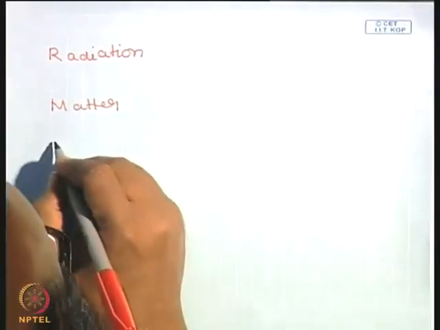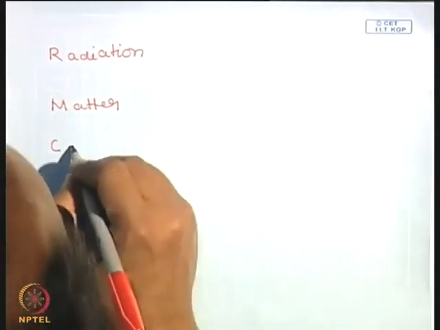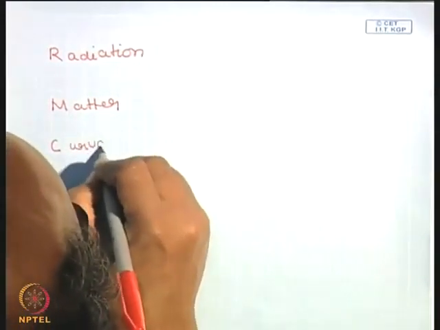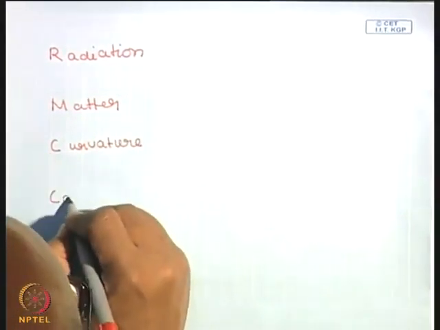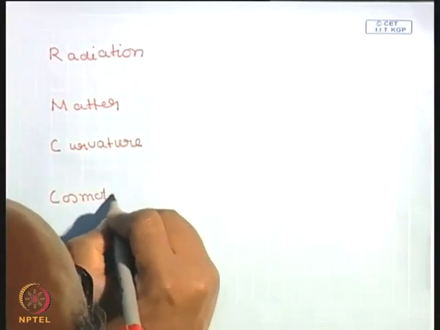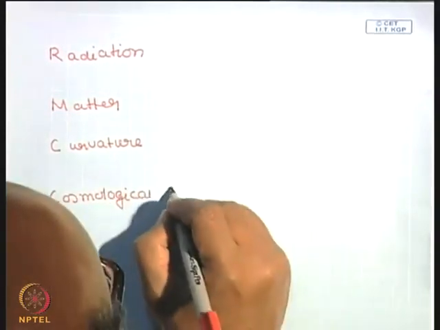Then, we know that radiation and matter both exist. If you have a curvature component, then the curvature will dominate, and finally you will have a cosmological constant. If this exists, then it will be the final thing that dominates the universe.